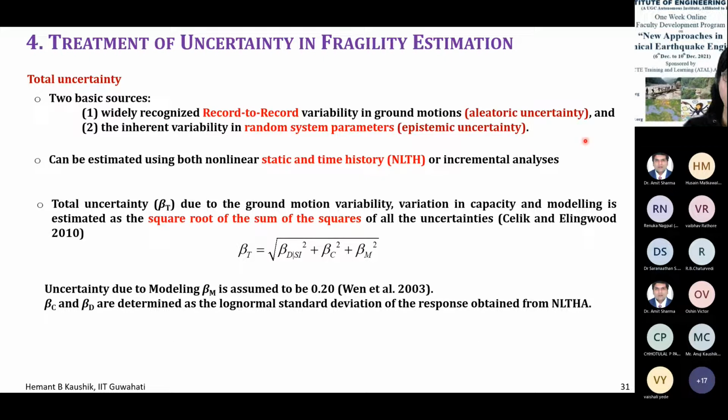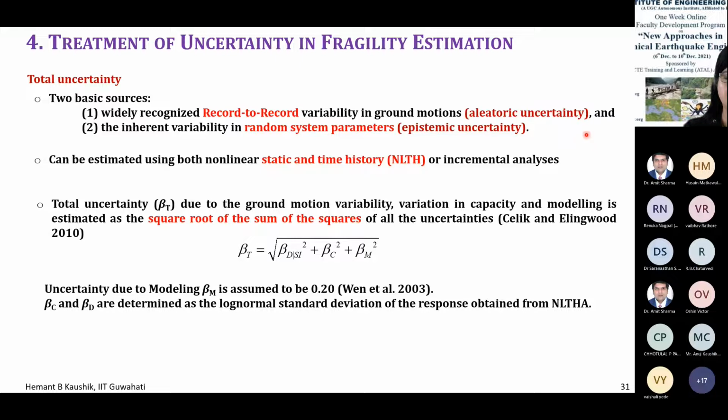And second is the epistemic uncertainty, which is coming from the inherent variability in the random system parameters, like all these 11 parameters that you have considered. So we again have to carry out a detailed nonlinear analysis to estimate this uncertainty.